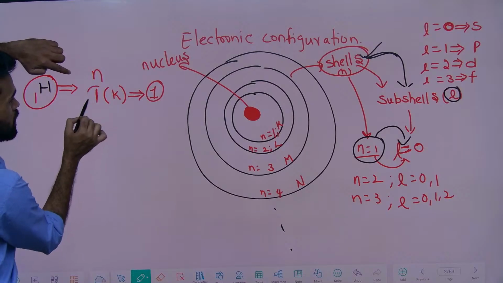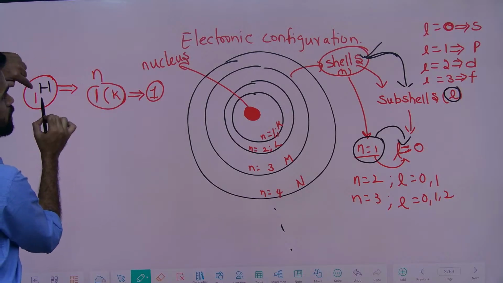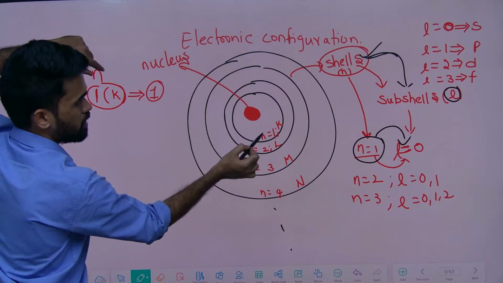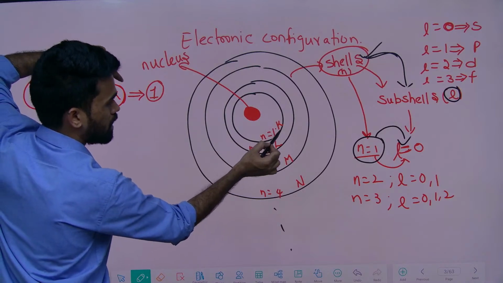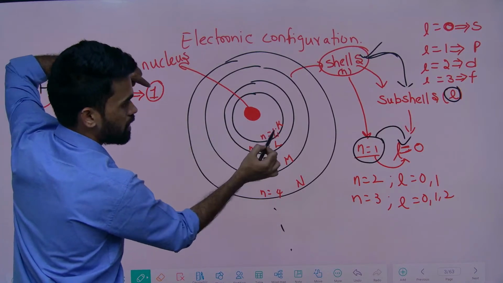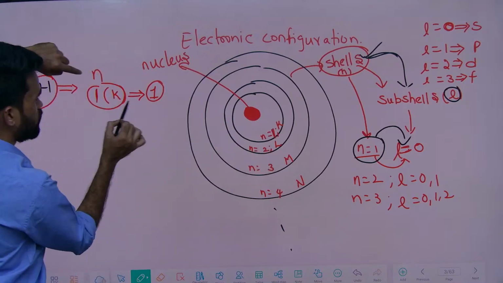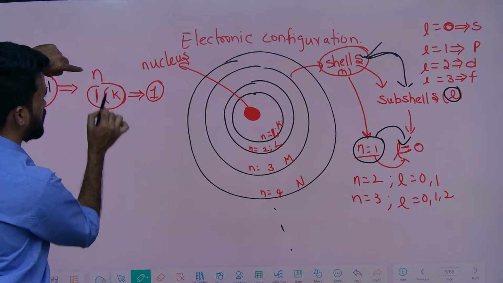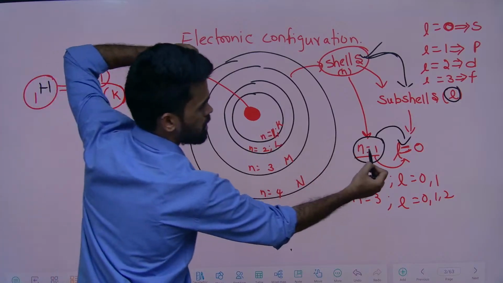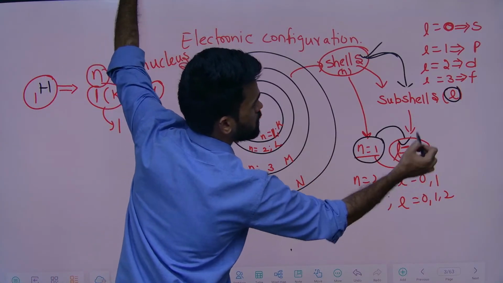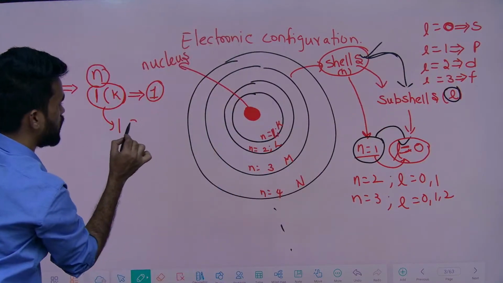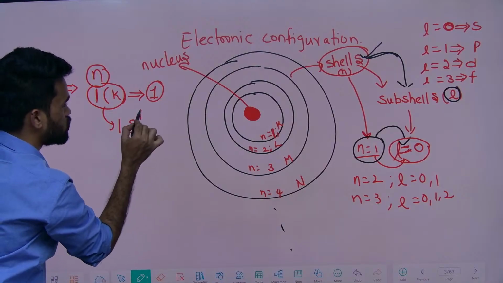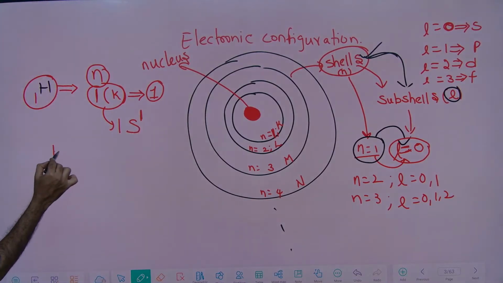We have 1, because only one electron will be there, which lies in the first shell only. That first shell can be represented with K, or it can be indicated with 1. So in the first shell, how many subshells are there? One subshell, that is L equals 0. That's why we write it as 1s with 1 electron, so 1s1. Okay, and next, helium.